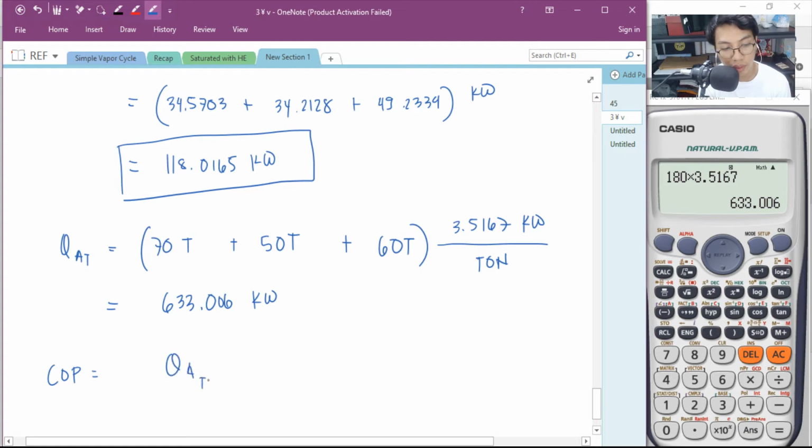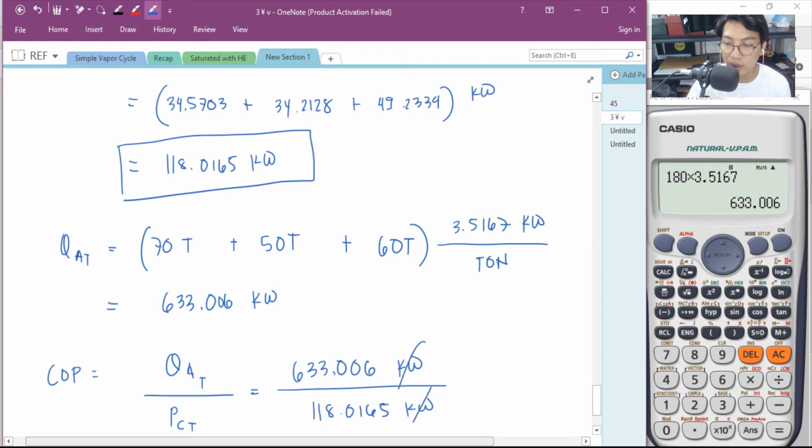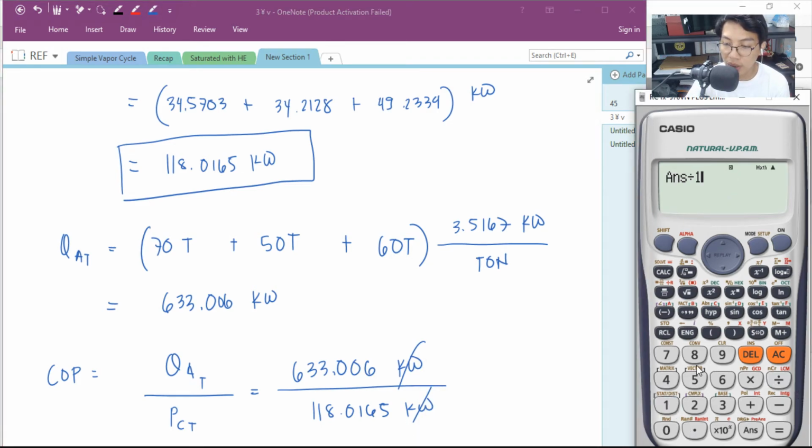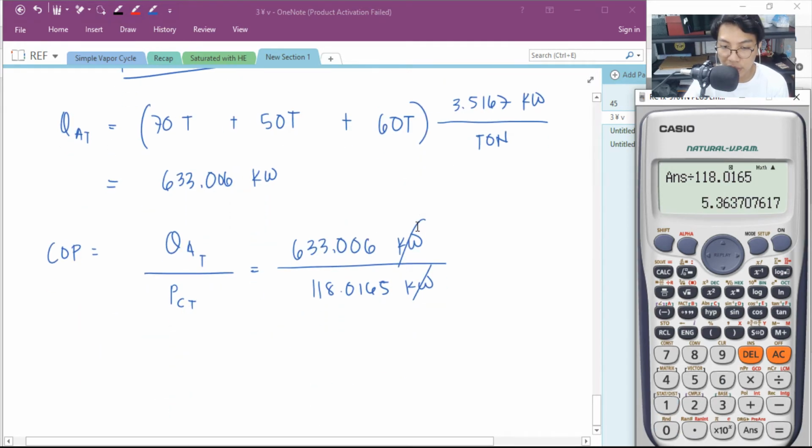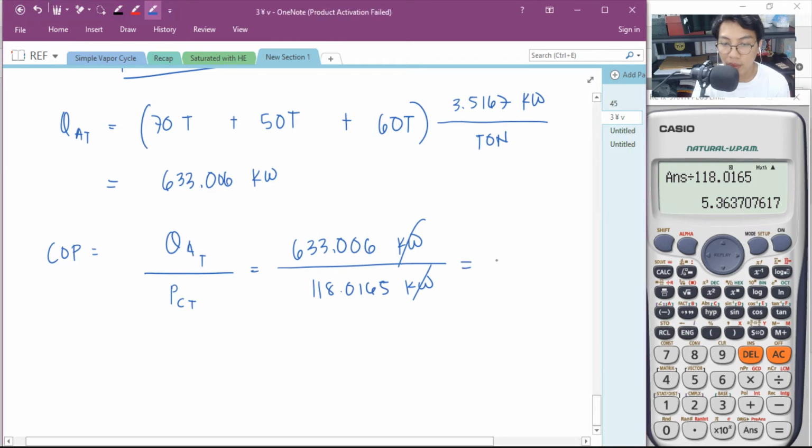Now, we can get yung COP. QA total divided by compressor power total. At 633.006 kilowatt every 118.0165 kilowatt. So, cancel natin tong same unit. The answer is 5.3637 ang COP niya.